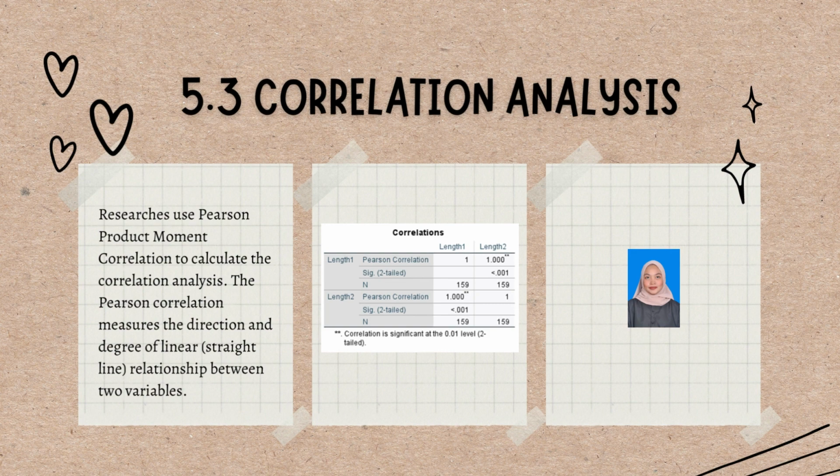5.3 Correlation Analysis. The research used Pearson product moment correlation to calculate the correlation analysis. The Pearson correlation measures the direction and degree of linear, straight-line relationship between two variables. Based on the table shown, there is a moderate positive correlation between length 1 and length 2. It was because R equals 0.159.